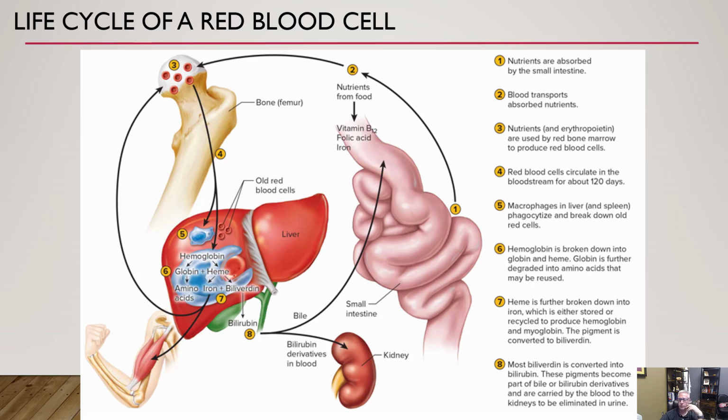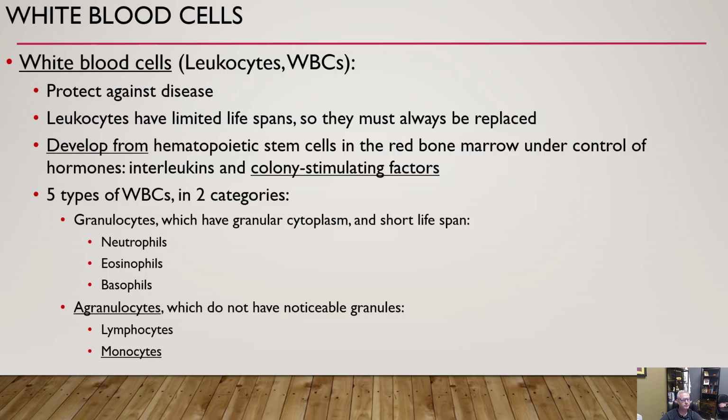The heme is further broken down into iron, which is either just stored or recycled to produce hemoglobin and myoglobin. We talked a little bit about myoglobin in the muscular system. Myoglobin is kind of like hemoglobin in the skeletal muscle cells. Then this pigment is converted to biliverdin, and the biliverdin is converted into bilirubin. These pigments become part of bile or bilirubin derivatives and are carried to the bloodstream, to the kidneys to get eliminated by the urine.